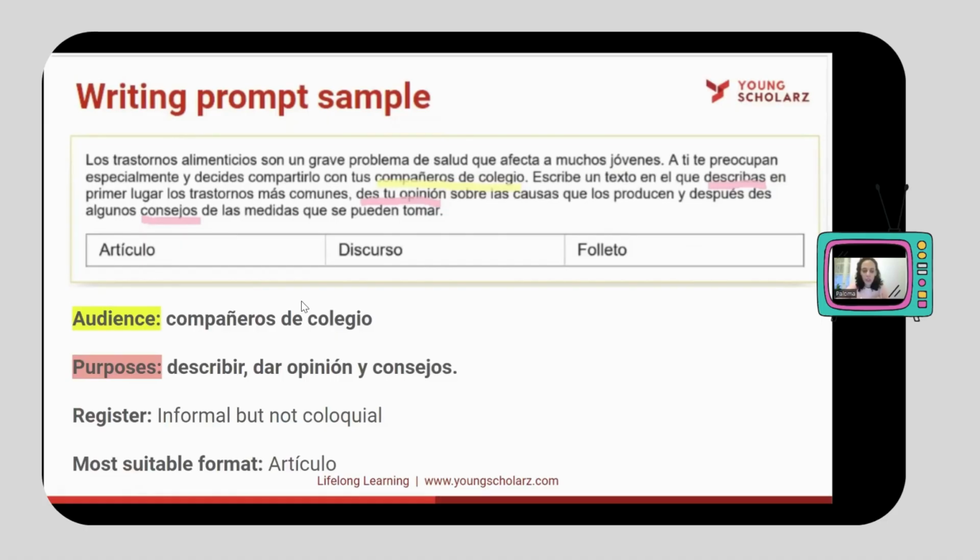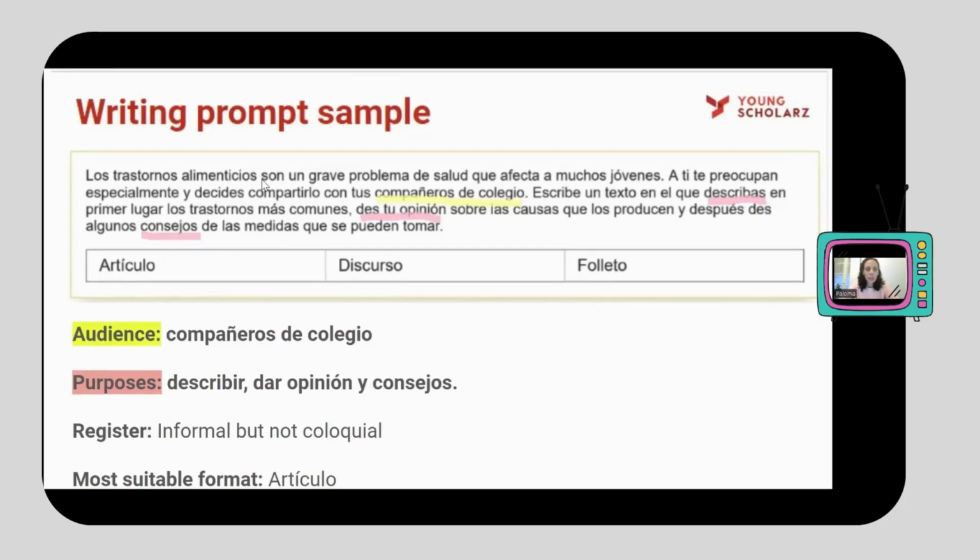The first thing we need to look at is who is the audience. Who am I writing for? Who is going to read this text, okay? In an imaginary situation, obviously. So you have to identify that and underline that, okay? So it's very clear. In this case, we have not read it, but we'll quickly read it.